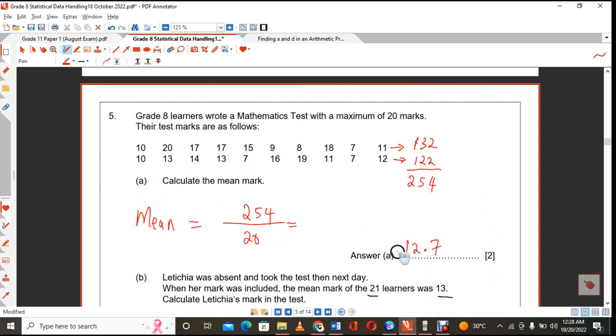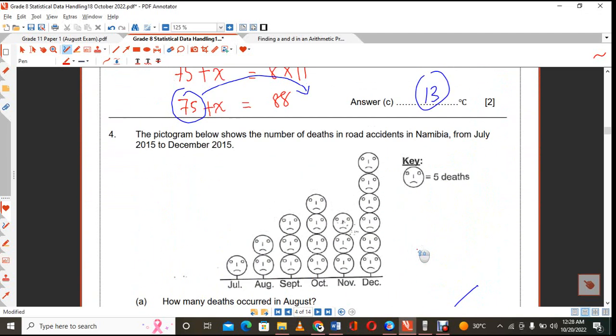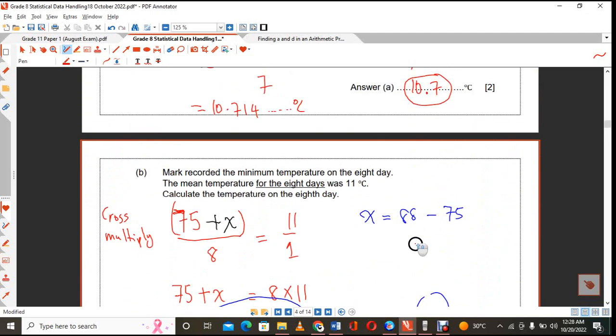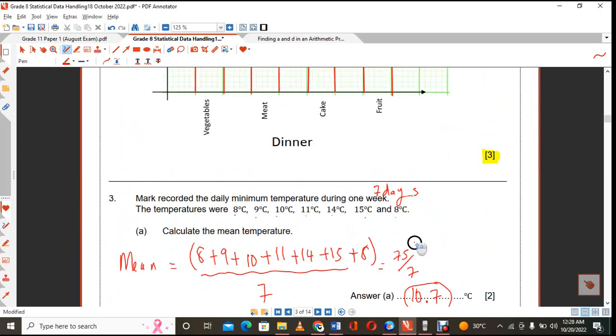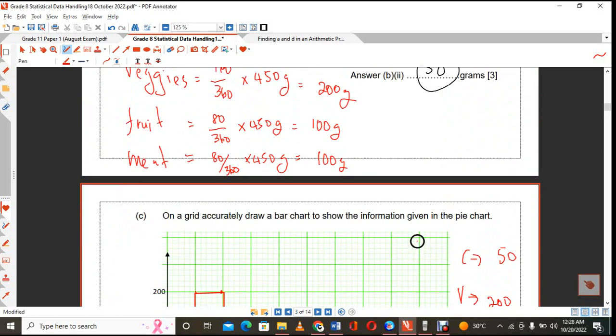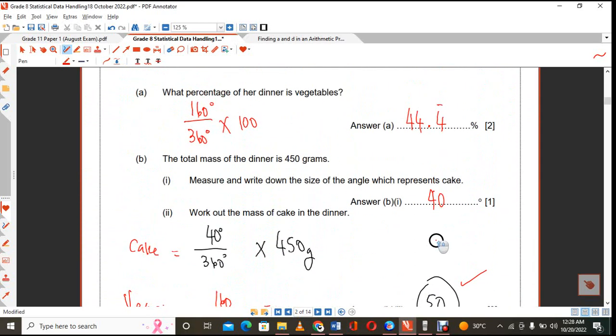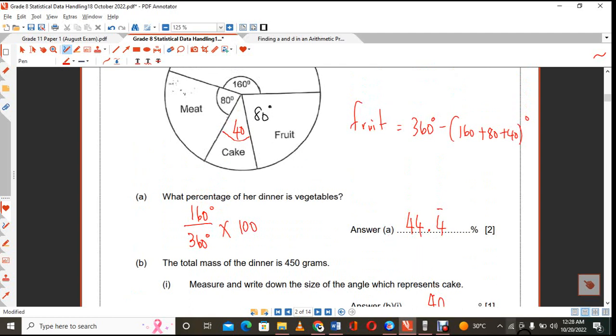Right, I hope this helps you with your studies, grade 8s, and also if you were struggling. Remember, for your grade 8 learners, it's very important that you know how to find the mean and also to read information from a bar graph, pictogram, and also finding angles and measuring angles. So you need to use your protractor to measure angles.